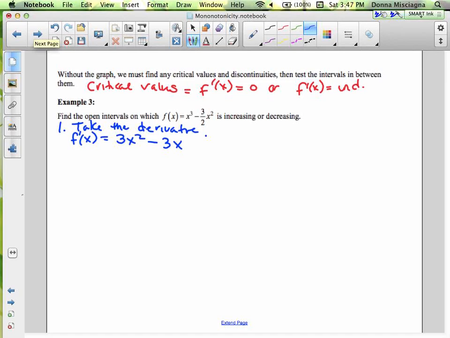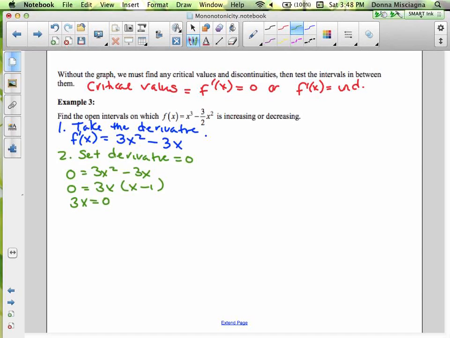Step 2, set the derivative equal to 0. All right, so we have 0 equals 3x squared minus 3x. It's an easy factor. Just factor out your greatest common factor here, which is a 3x, and you're going to have an x minus 1. All right, so we have 2 critical points. So far, we have 3x equals 0, and so x is 0. And we have x minus 1 equal to 0, so x is 1. All right, so these are our critical points.